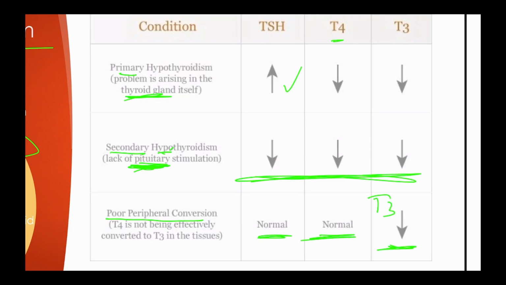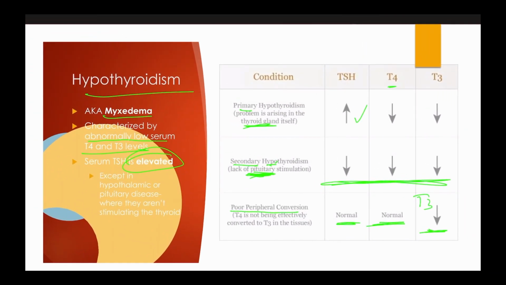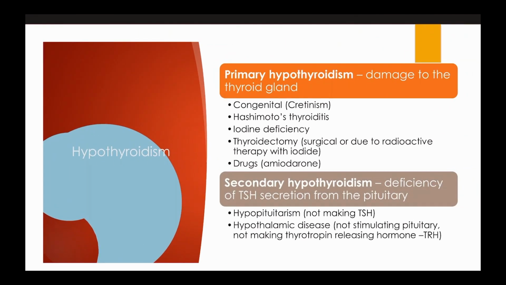Because there's no more conversion of it in the periphery, T3 levels still stay low. And if you see that combination, that means you're not converting T4 to T3 after it's already made. So these are some other differentiations with blood. So obviously you're going to have a lot of blood on this exam and levels.